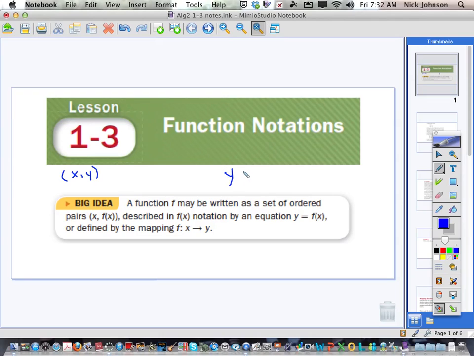For instance, something like y equals 2x plus 3 is the same thing as saying f of x equals 2x plus 3. In function notation, we just give it a name, function f or function h or whatever. So don't let this fool you.